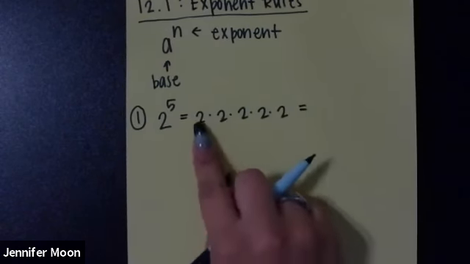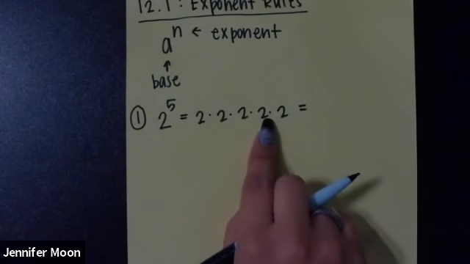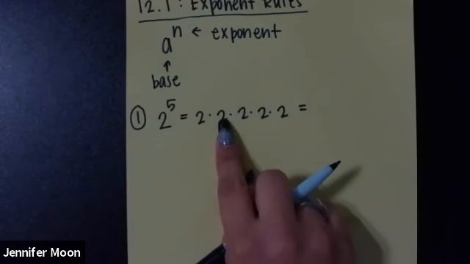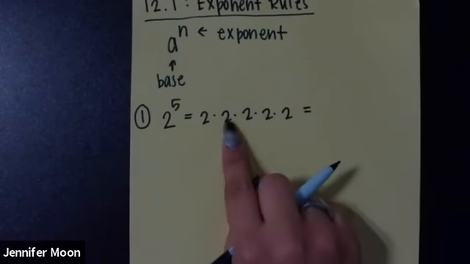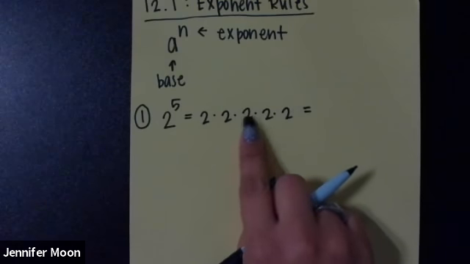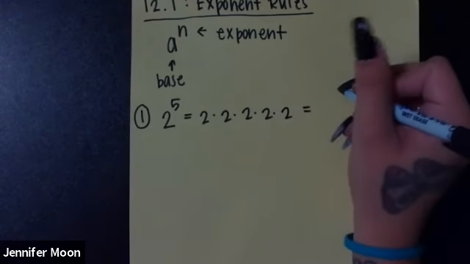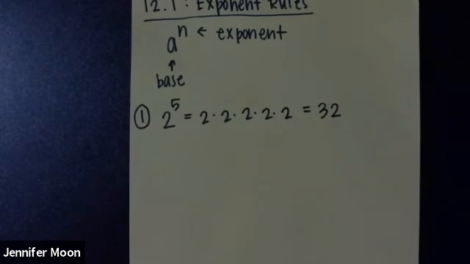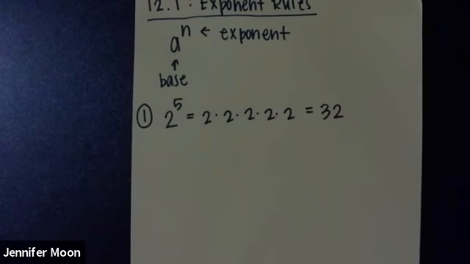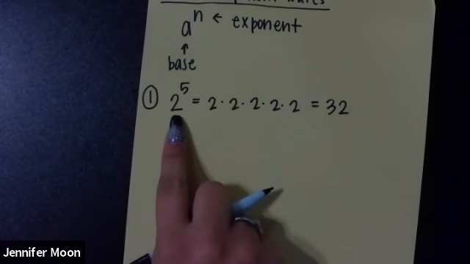If we look at this, y'all, 2 times 2 is 4, 4 times 2 is 8, 8 times 2 is 16, 16 times 2 would be 32. So that would be your answer. This is evaluating 2 raised to the 5th power, okay?